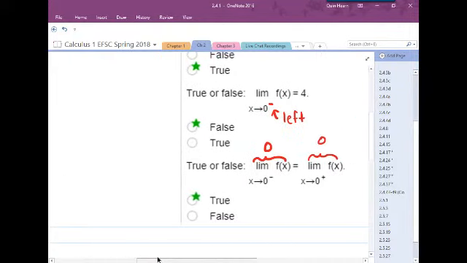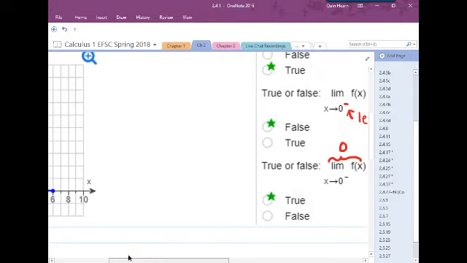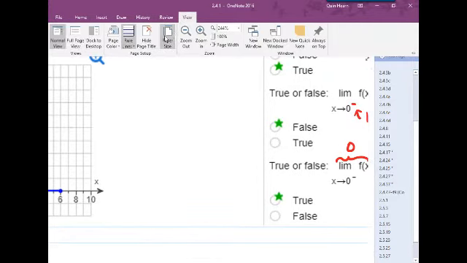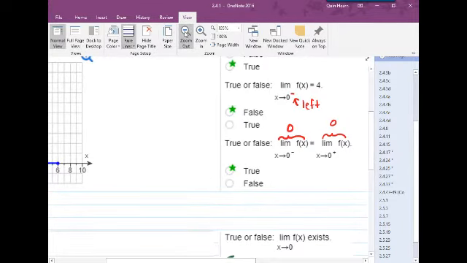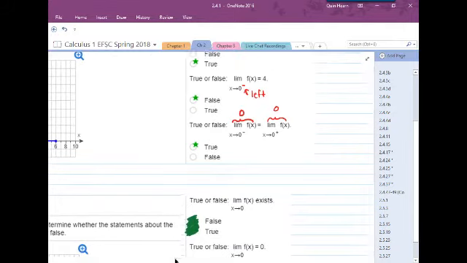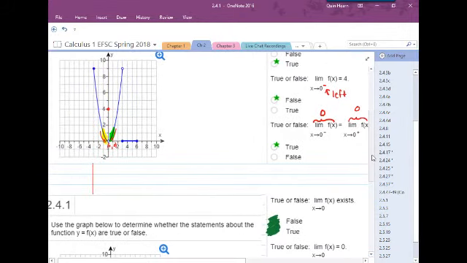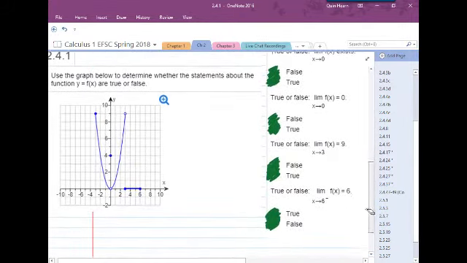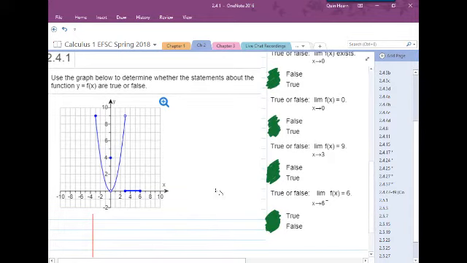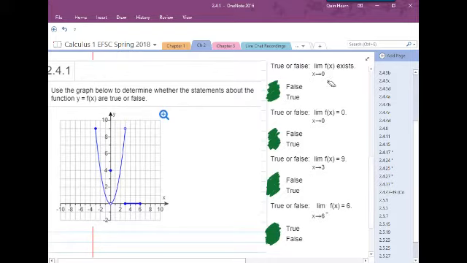Okay, so let's look at a couple of other examples. Same item on my math lab, but there are a few more parts. So I just copied the graph down again. So let's scroll down. Okay, so same function. This time, let's see what they ask. The first question is, true or false, the limit as x approaches 0 exists. For that one, I don't need to look at the graph.